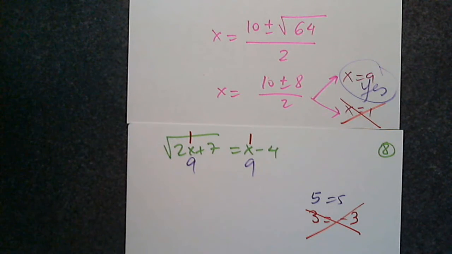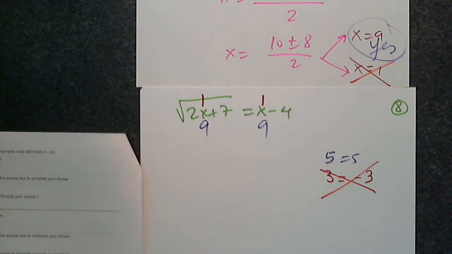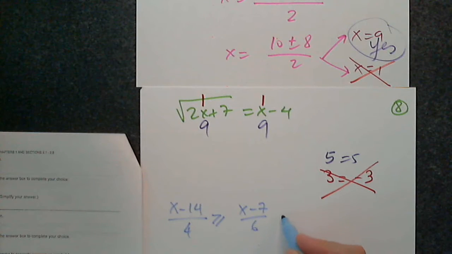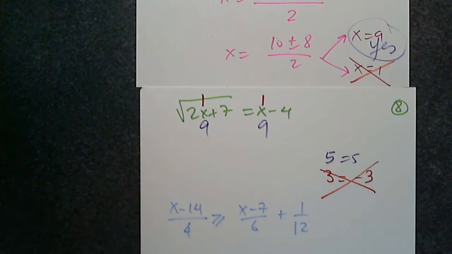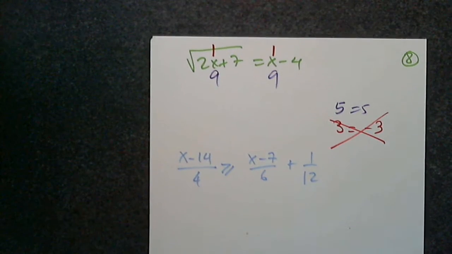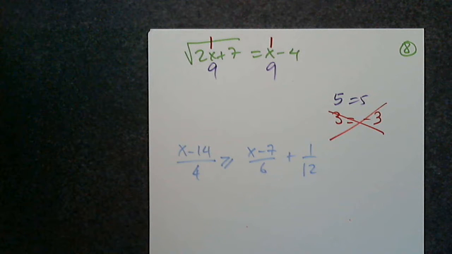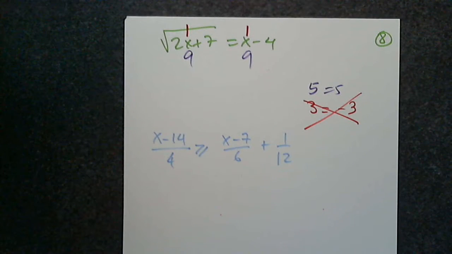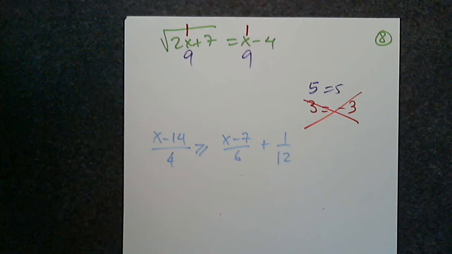Number 7. In number 7, we have x minus 14 over 4 greater than or equal to x minus 7 over 6 plus 1 over 12. First of all, let's identify it. Rational, radical? What is it? It is an inequality. Awesome. What type? Linear. Very good. It is a linear inequality. It doesn't have x in the denominator. It has no radicals.